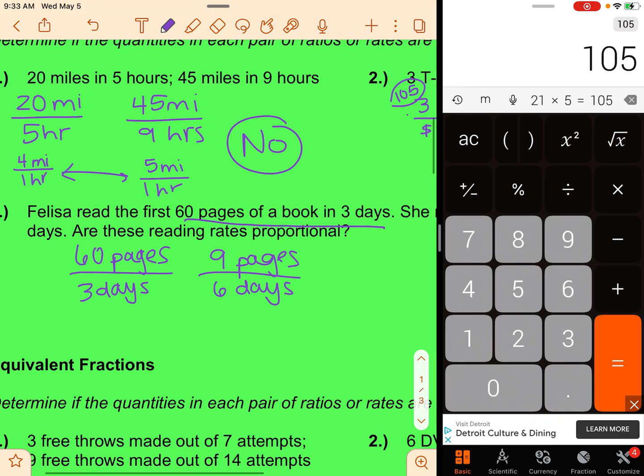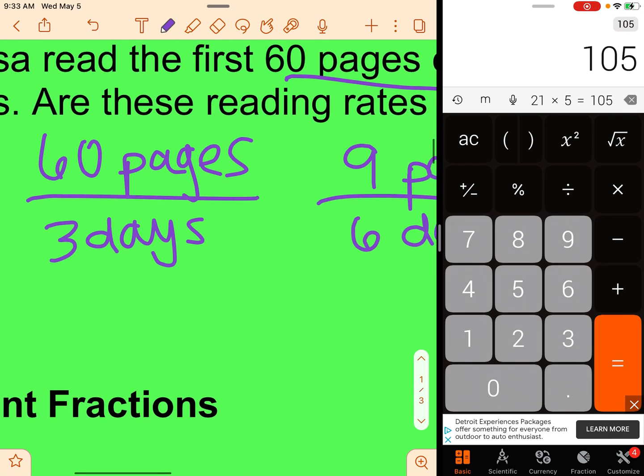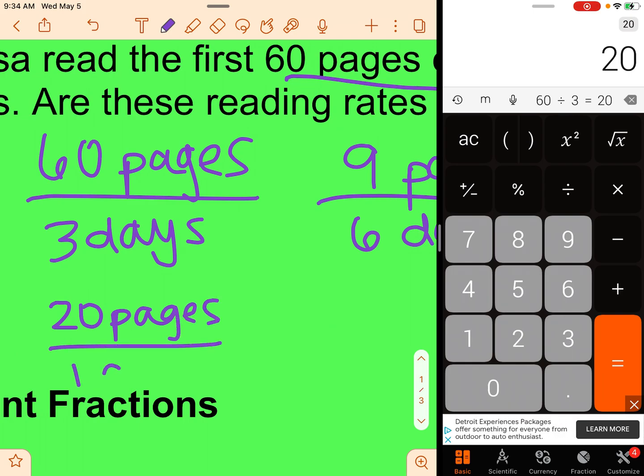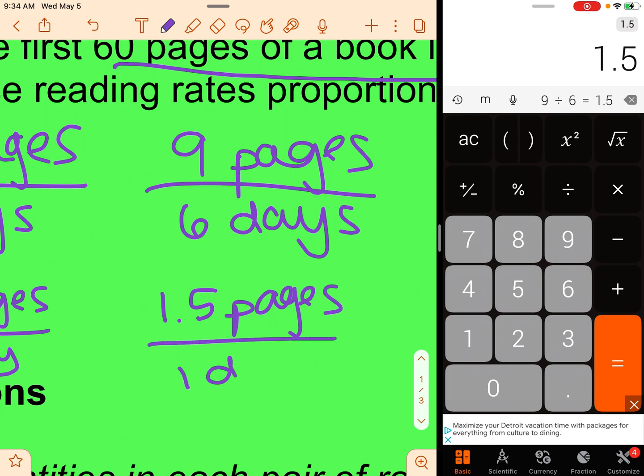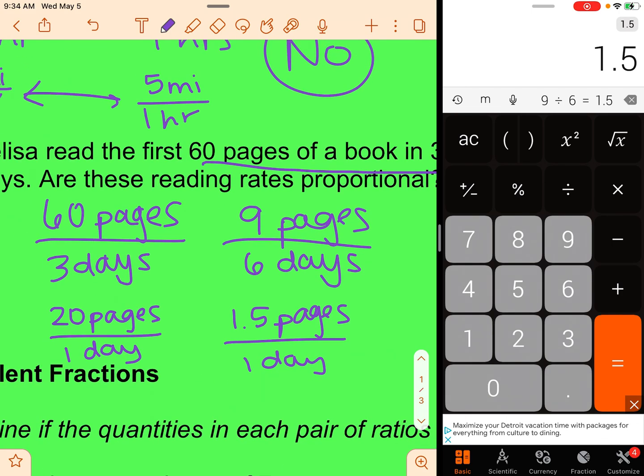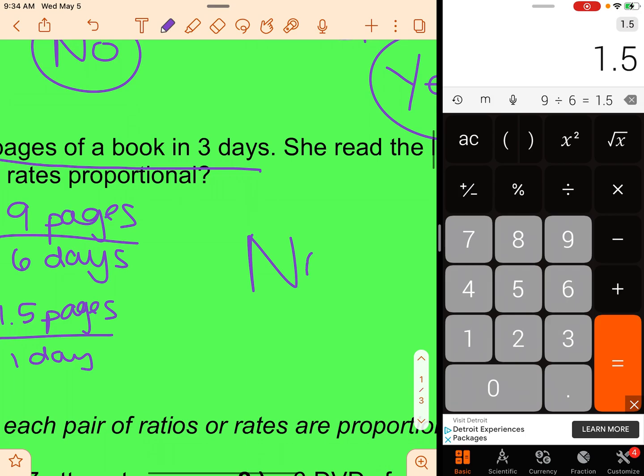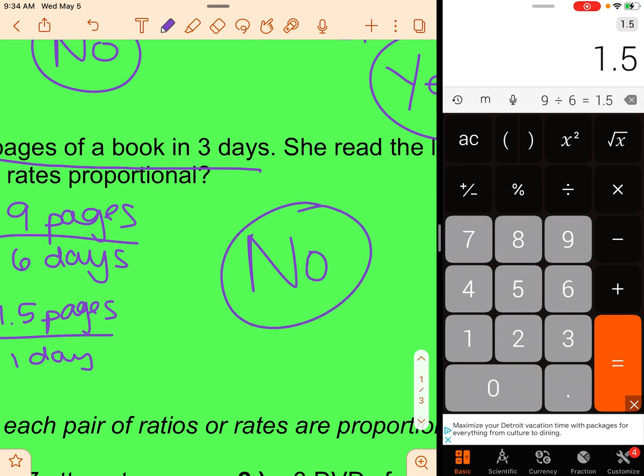Alright, to figure out if those are proportional, you could do either way. You could cross multiply, or you could find the unit rate. For this one, I'm going to find the unit rate. So we're going to take 60 divided by 3, and we get 20 pages per 1 day. Okay, and then over here, 9 divided by 6, we get 1.5 pages per 1 day. Are these two unit rates equivalent? No, they are not. So they are not proportional. So that is your answer.